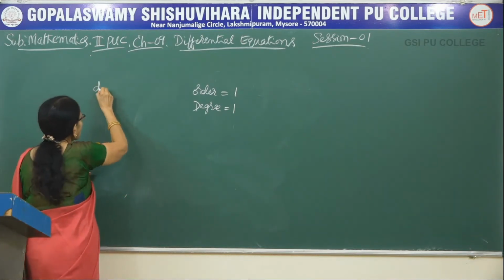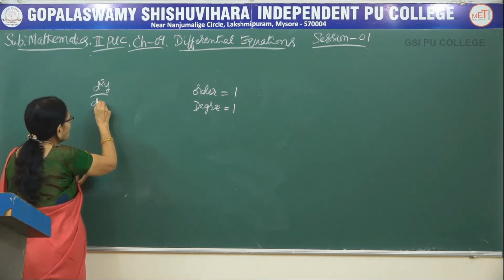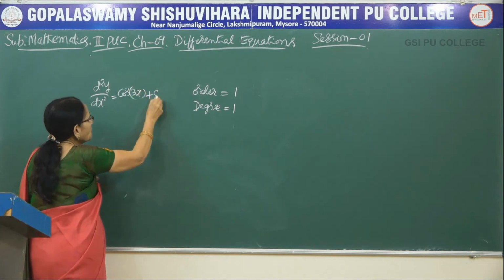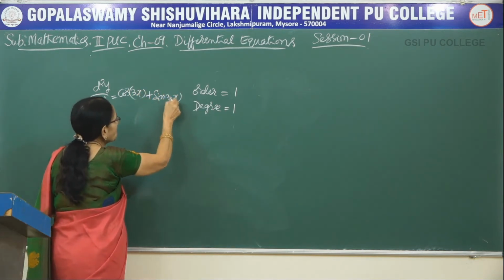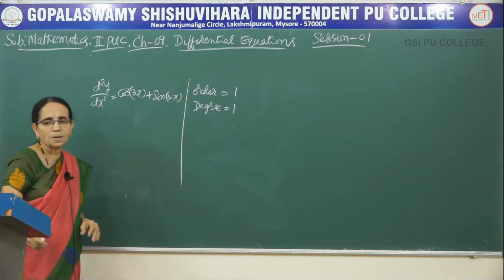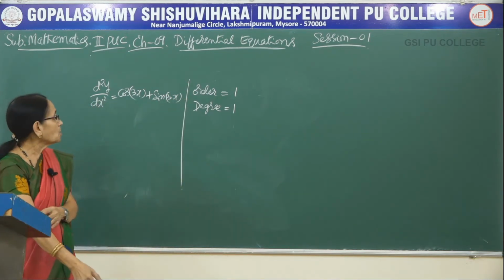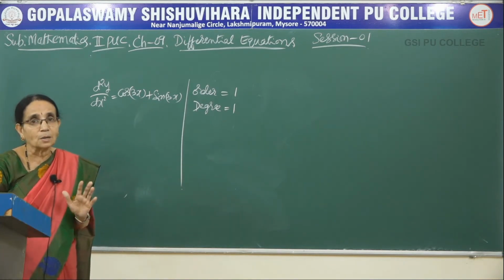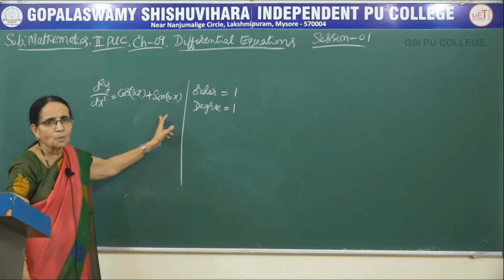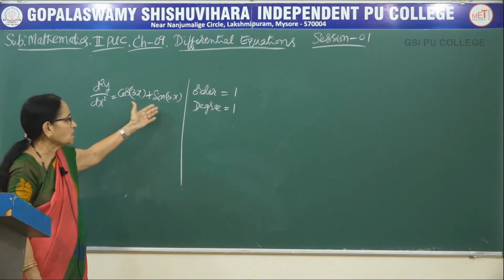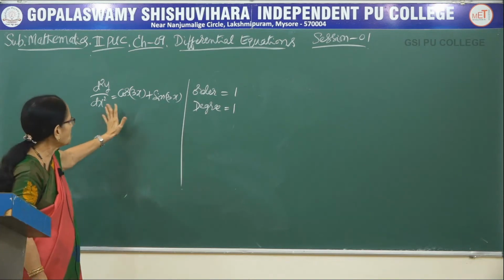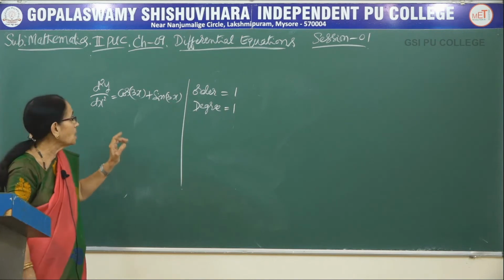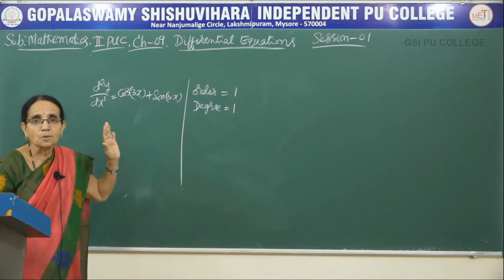d square y by dx square is equal to cos of 3x plus sin of 3x. Look here, I have told you, you should not have cos of dy by dx or sin of dy by dx, whereas this is a function, some function like y equal to cos 3x plus sin 3x I can write. Now, here it is again a polynomial in the derivative, and its degree is also defined.